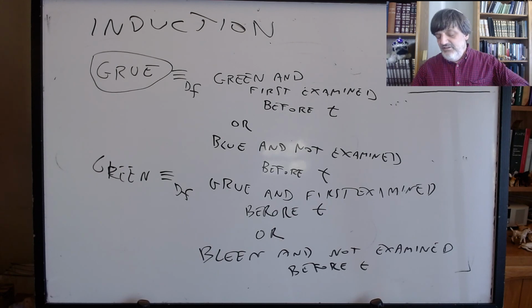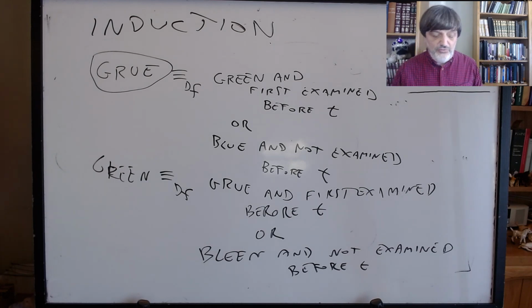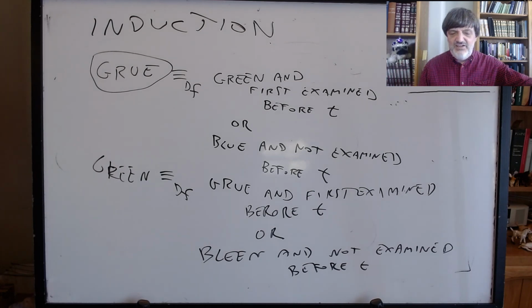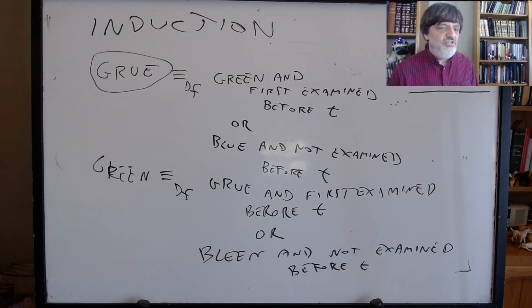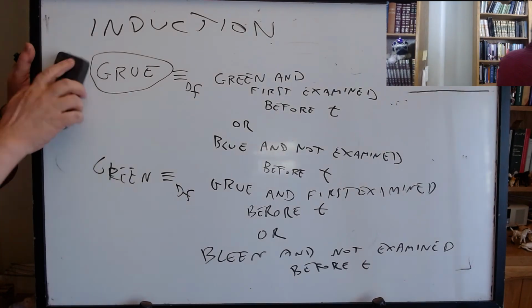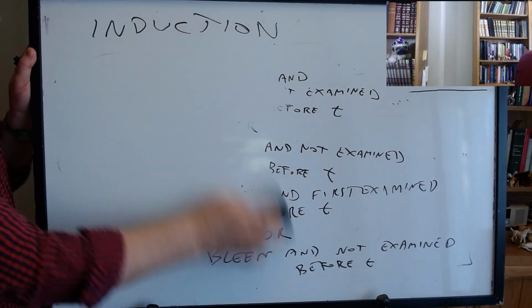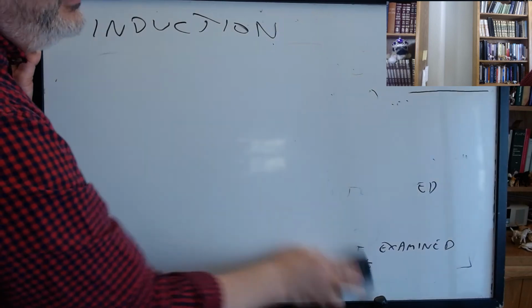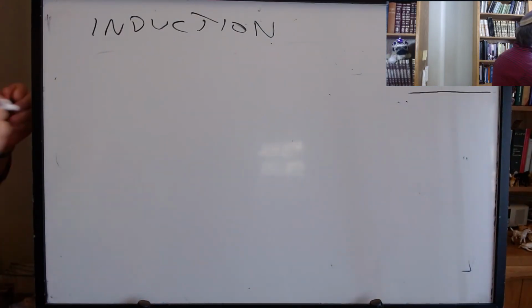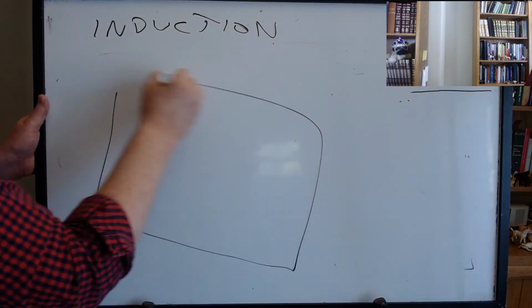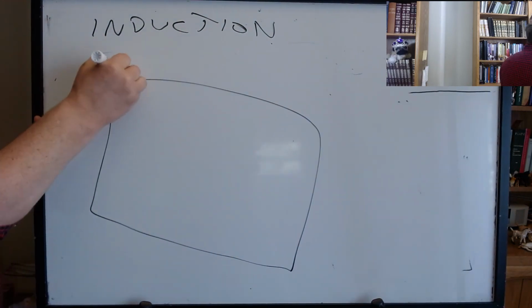So what is Goodman's solution? The solution is in chapter 4. It has a bunch of complications in later parts of the chapter that I didn't ask you to read. But the basic solution is this: he says, look, let this be the universe of all hypotheses.